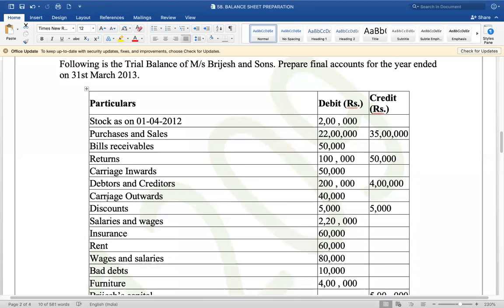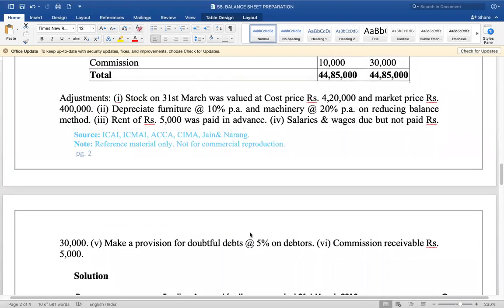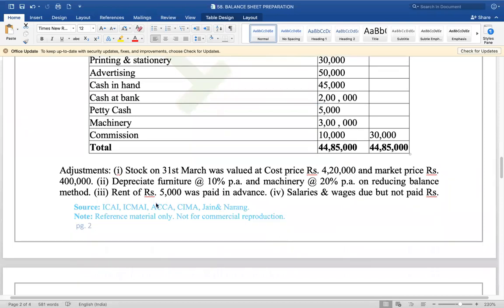Okay, let's scan through once again our trial balance. So debtors and creditors is over, carriage outward over, discount over, salaries and wages completed, insurance completed. Is there any outstanding or prepaid insurance? If that is there, we have to appropriately treat it. Is there any adjustment for insurance here? Please check it along with me. I think there's no adjustment. Just leave it. Rent. Is there any adjustment for rent? Please check it.